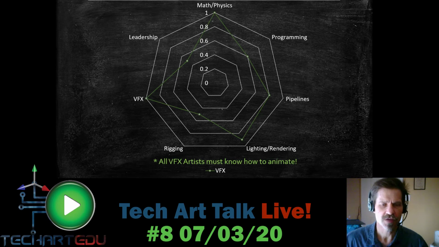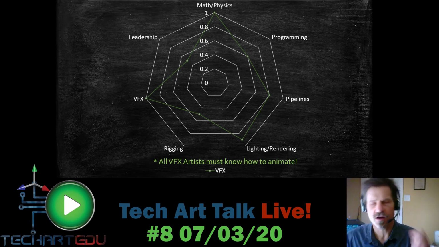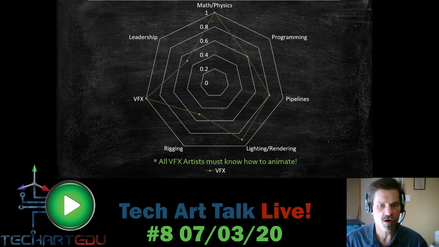Come right out straight. If you don't know how to animate, but there's an art element, and the art element makes visual effects probably the most creative of all disciplines for a tech artist. Hands down, it is definitely the most creative. Many tech artists will be able to get a job as VFX people without knowing all these things just because they are good artists. That is true.